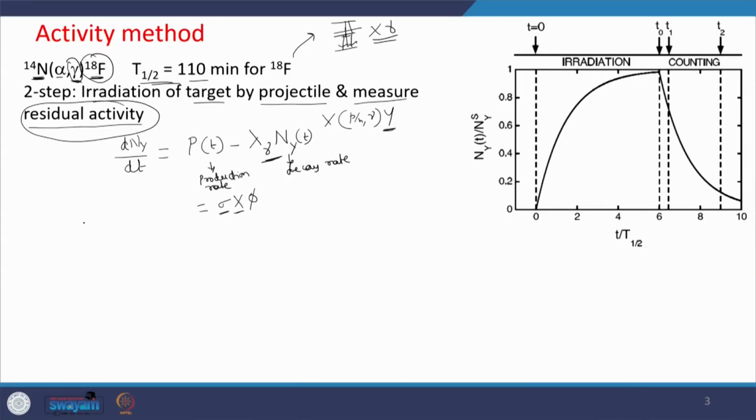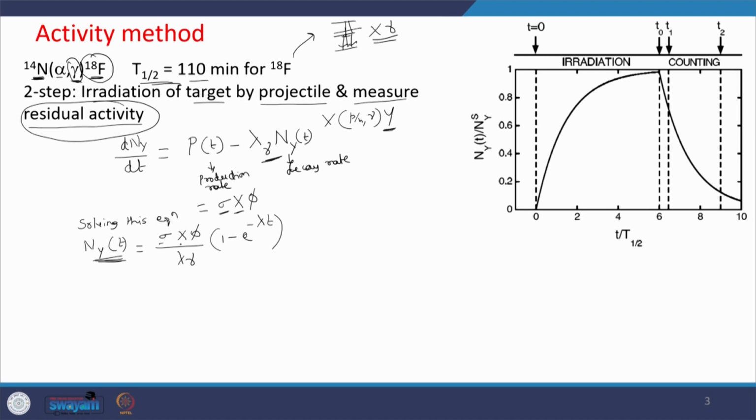So, solve this differential equation, and you will get the solution in terms of residual nuclei N_y. Solving this differential equation, you will get N_y as a function of t equals sigma x phi divided by lambda_y, times 1 minus e to the power of minus lambda t. So, what is this N_y? As I said, it is the time evolution of residual nuclei.